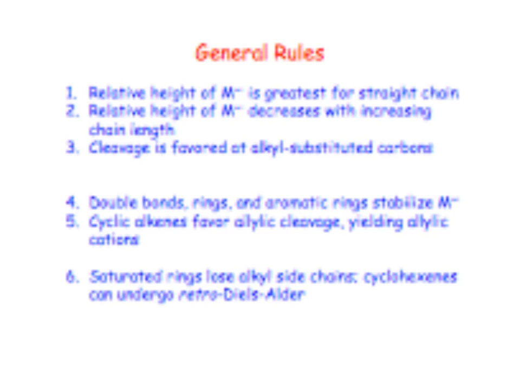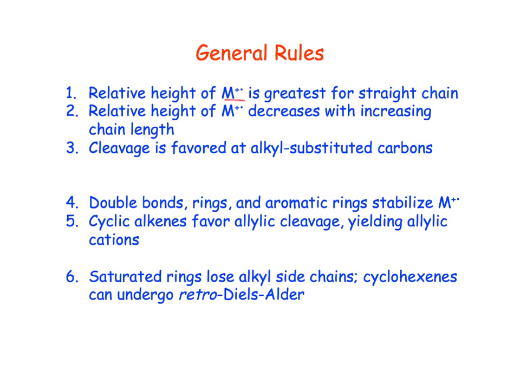So the relative intensity or height of the molecular ion is greatest for straight chain molecules, especially for alkanes and things like that, because none of the ions that you would form are going to be very stable, right? They're all going to be primary carbocations, which are not that stable. And so the relative height of the molecular ion is going to decrease with increasing chain length. I think there are just more ways to fragment then.